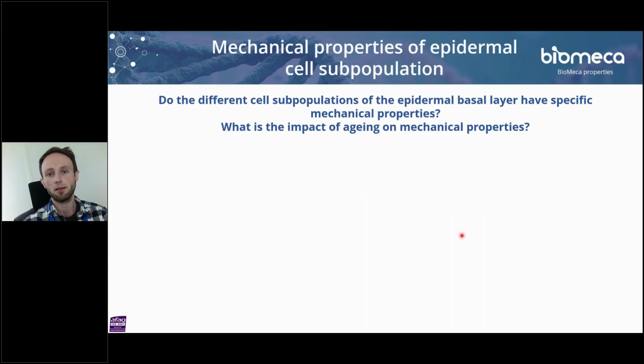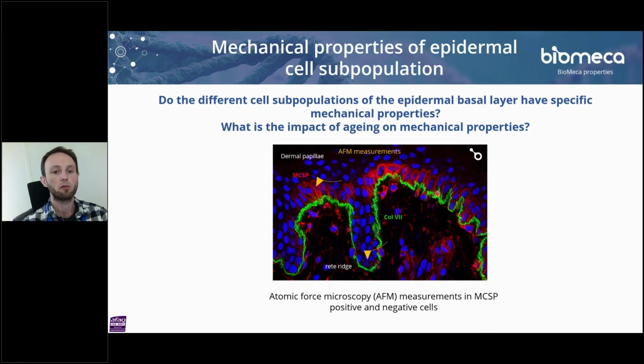Hence, we would like to determine if the different cell populations of the basal layer of the epidermis possess specific mechanical properties or not, and if yes, what is the impact of aging on these mechanical properties? To answer this question, we performed specific measurements by atomic force microscopy on cells positive or negative for the expression of MCSP. These AFM measurements were only performed at the level of cells in dermal papillae or cells located in a rete ridge area.